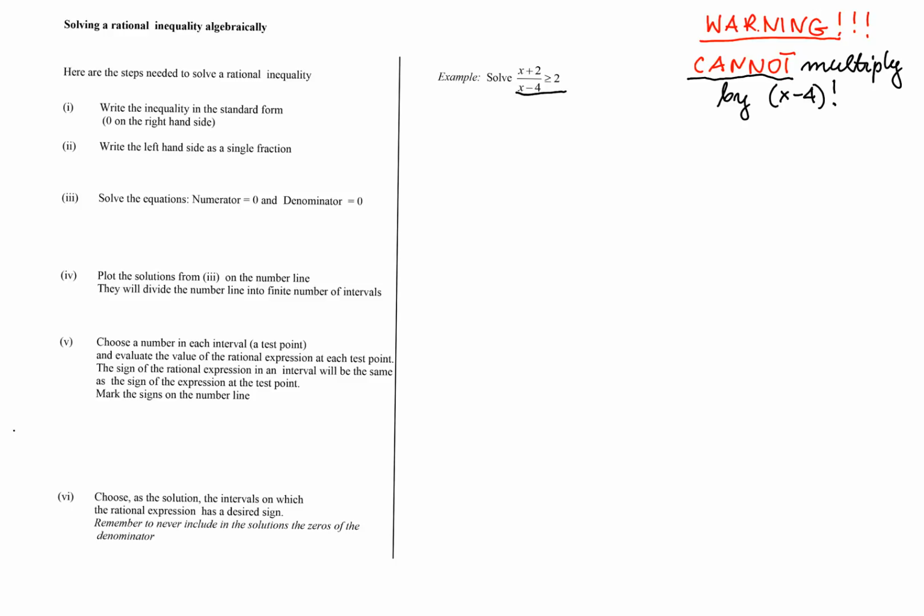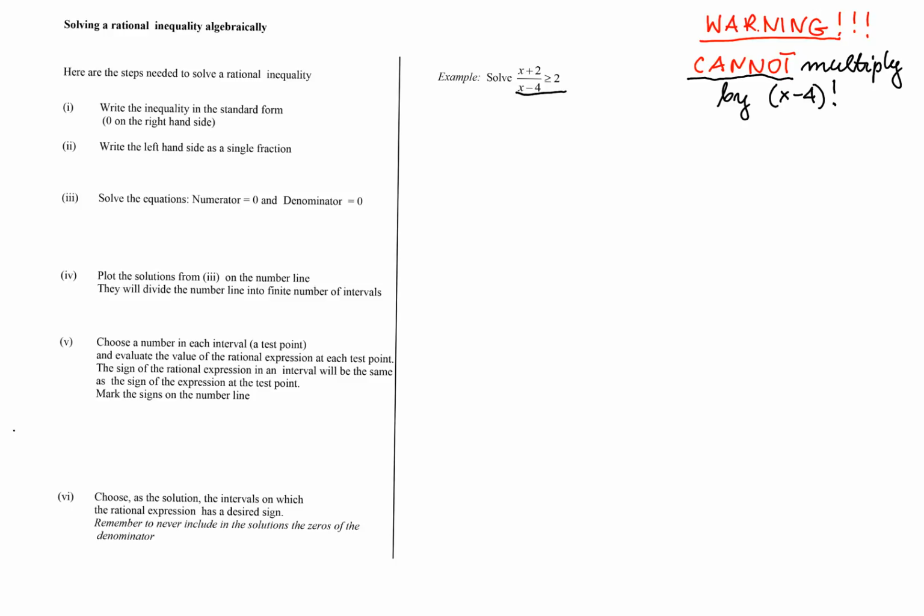In this case, it is tempting to multiply by the common denominator x - 4. However, you cannot do that, because if you are multiplying an inequality by a negative number, you have to reverse the inequality sign. And if you multiply both sides by x - 4, you really don't know whether x - 4 is greater than 0 or less than 0. So you really don't know whether to keep that inequality sign or change it. Therefore, to solve such an inequality, we'll have to follow the steps that are indicated on the left-hand side.